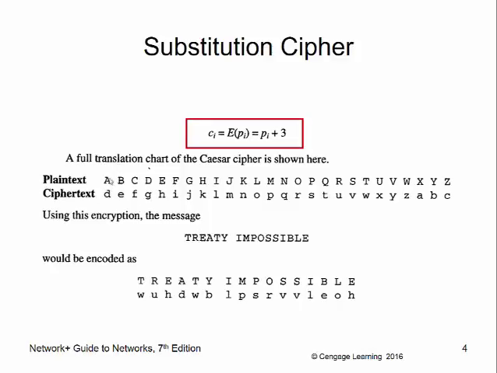So in plain text, a letter A equals encrypted D. Plain text, letter H equals encrypted K. Q equals T. Z equals C, and so forth. So if I wanted to encrypt this message, here's my plain text message right here. And then I simply take every letter and I line it up with its ciphertext equivalent. So the T becomes a W. The R becomes a U, and so forth. When I'm done, I'm left with this string of ciphertext right here.